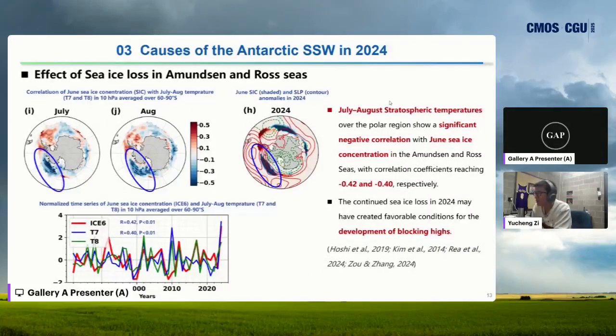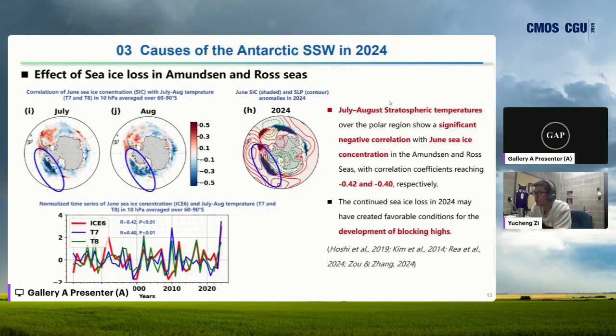Okay, we did the correlation of June CIS concentration with the July-August temperature at 10 millibar in panel I and panel J. Panel H is June CIS concentration and the SLP anomaly in 2024. And the bottom panel is the time series of CIS concentration and temperature in July-August at the stratosphere.